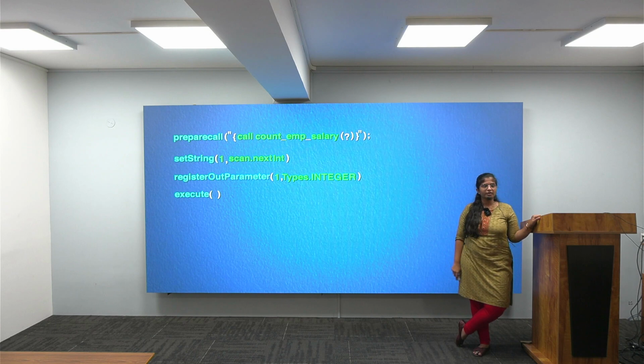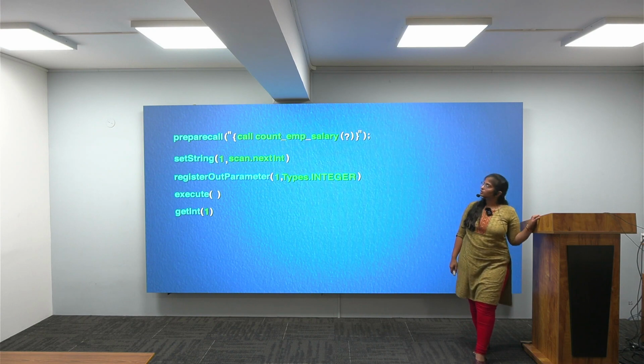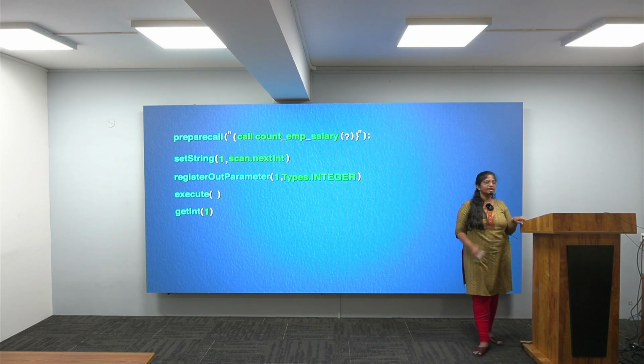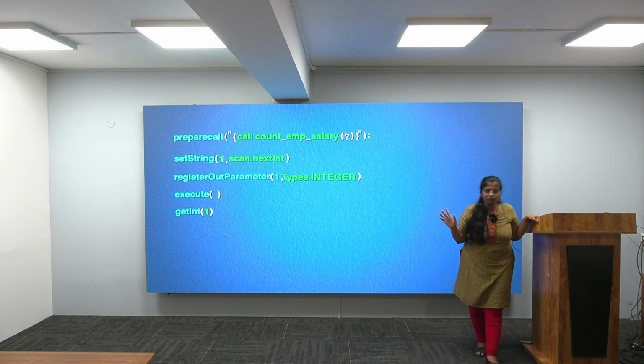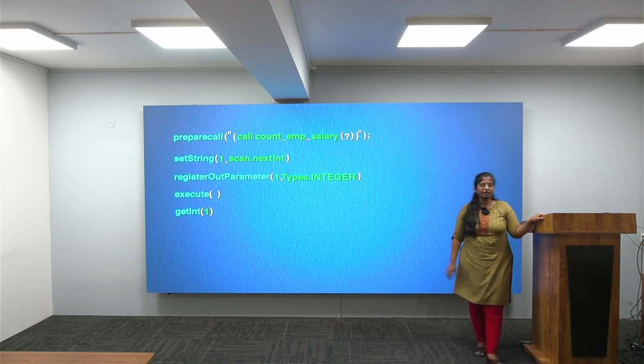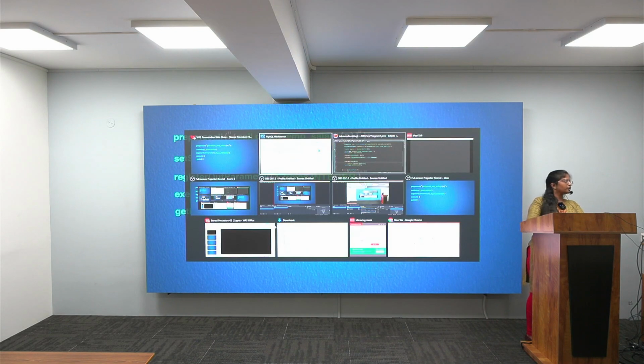Next step, getInt, because the data type of the output is integer. Using the getter you are getting it. getInt, and what is the placeholder I need to pass over here? 1. And if you pass it, you will be able to get the number of employees whose salary is greater than a specific salary. Is it clear for everybody? So it is almost the same, just minor changes you need to do in your code. Clear? Let's go to the JDBC code and do this small modification and check whether it works or not.